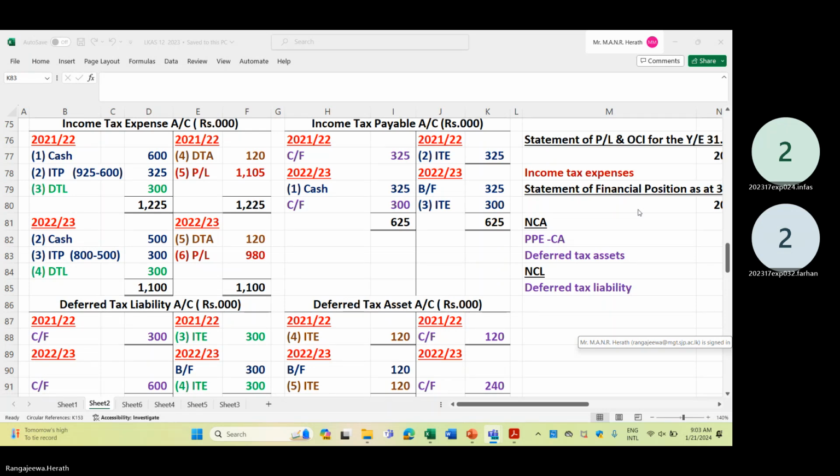You can see in the second year, deferred tax liability increased from 300 to 600, so the newly created share is 300. And the deferred tax asset increased from 120 to 240. So deferred tax asset debit, tax expense credit. Any question?